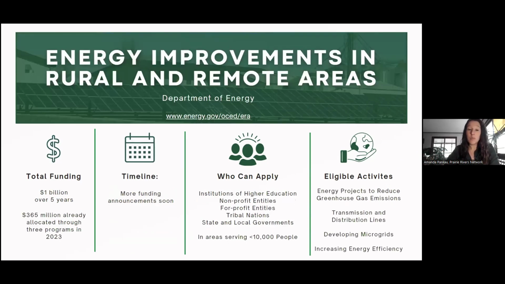The Energy Improvement in Rural and Remote Areas is a program that received $1 billion from the Bipartisan Infrastructure Law to improve the resilience, reliability, and affordability of energy systems in rural communities with less than 10,000 people. This program aims to fund community-driven projects that, again, deliver benefits throughout rural America. We've already seen 3 different funding opportunities totaling about $365 million through this program.